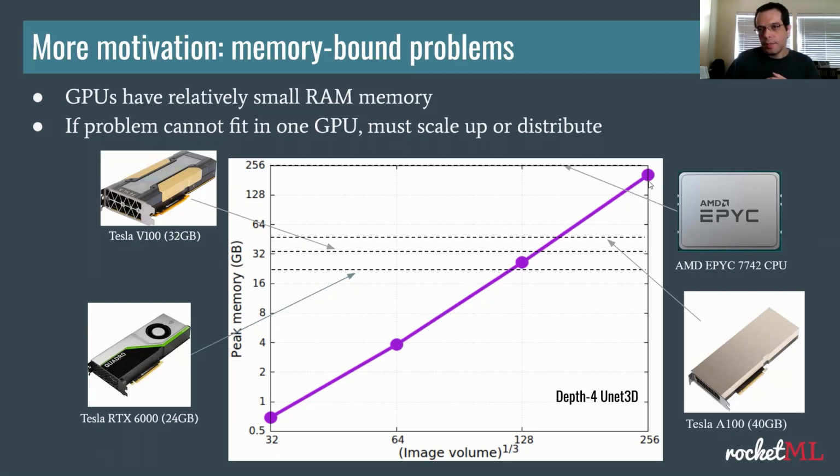So in order to tackle this, we had to go to a cluster of CPUs, and we used this one in particular with 256 gigabytes per node, which just shows that this is one more motivation for distributed deep learning: in memory-bound problems, where you have difficulty fitting even one training sample into the GPU memory, you have to either scale up or scale out and parallelize.